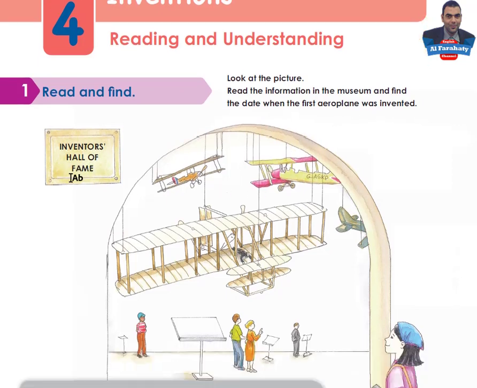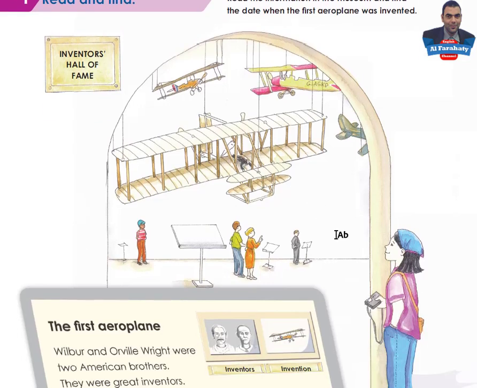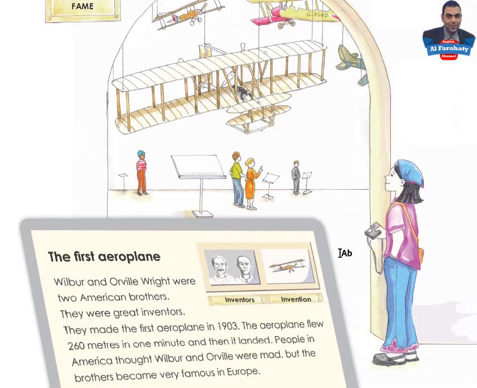Inventors Hall of Fame. What are these? Yes, excellent. These are aeroplanes. Can you guess where this girl is? Excellent, she's in a museum. Look here. The first aeroplane.